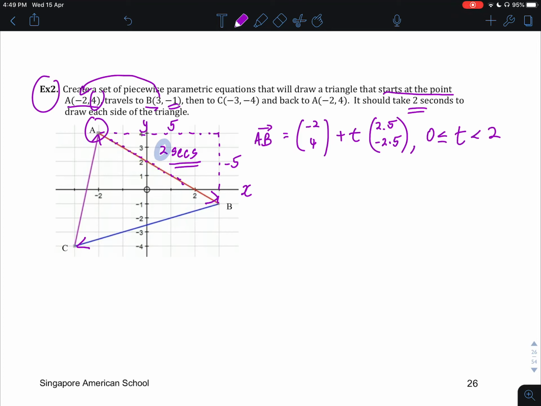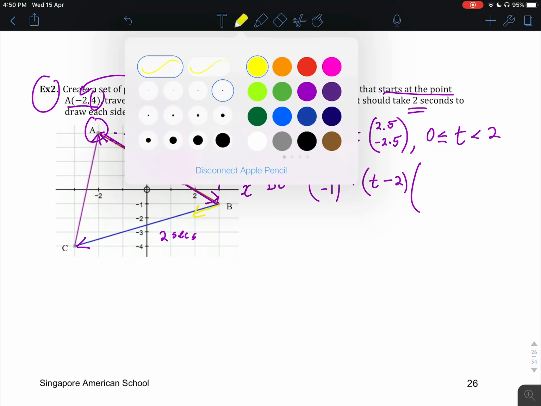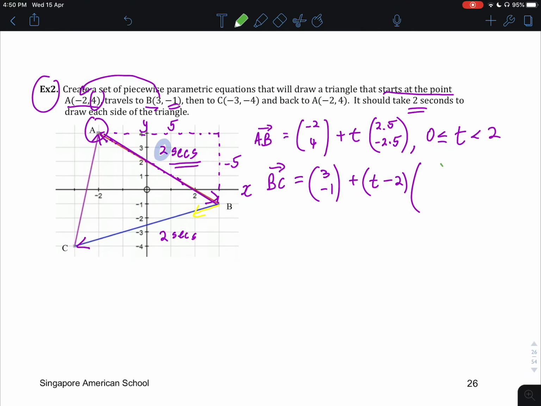to t minus 2, so that we realize that after 2 seconds I've drawn this, and in fact, as I start the drawing of side BC, I'm now into the 3rd second, right? And so I'm doing t minus 2, and then I need to figure out what my direction vector is going to be, keeping in mind that we want that as a per second velocity or direction vector.